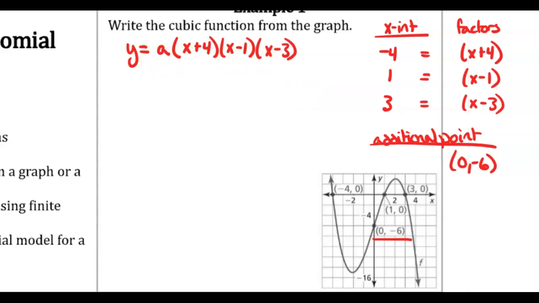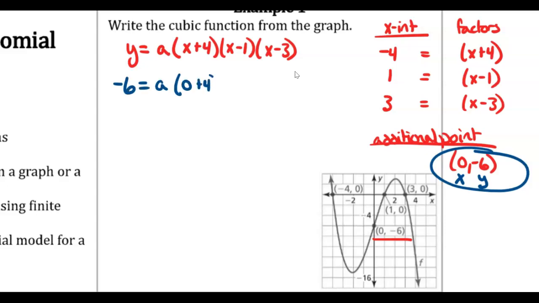Okay, where you go from there is you take this additional point and you plug it in for x and for y. So y is -6. We don't know a. We know x is 0. And so we just plug that in. Then I'm going to just go ahead and put this in a calculator and find out what that is.